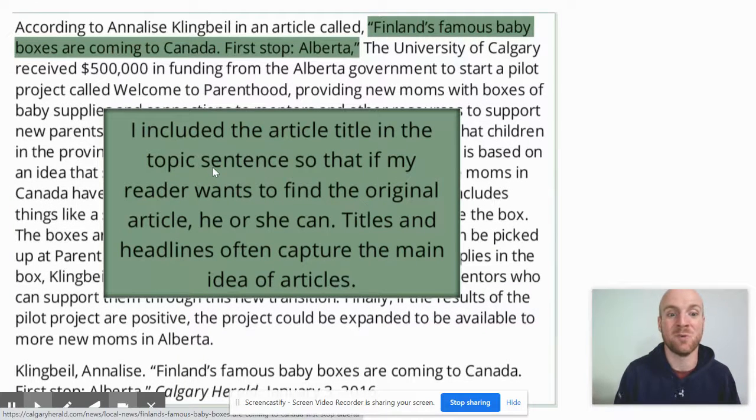Second thing, you want to include the article title in the topic sentence. So again, if the reader wants to find the original article, they can. It's also important to include the headline or the title because, as we talked about with newspapers, that's usually where we find the main idea. So, we got: according to Annalise Klingbeil in an article called "Finland's Famous Baby Boxes Are Coming to Canada. First Stop Alberta."